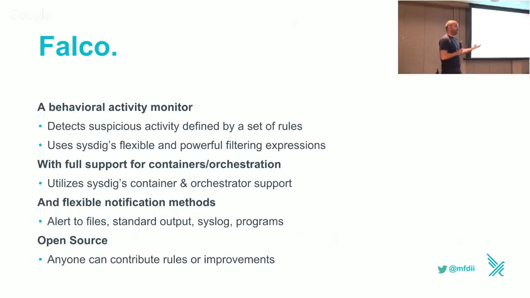When we detect an abnormal behavior, then we can send a notification out to a variety of different places. Probably the one that gives you the most scalability is something like Fluentd or Logstash, which is geared towards taking streams of events and pushing them off somewhere else. And it's open source, so anyone can contribute rules or improvements.